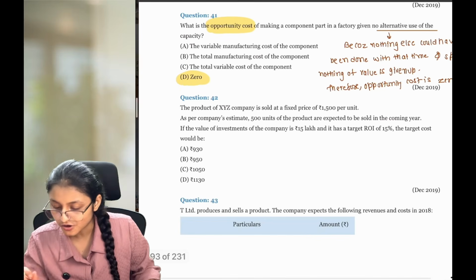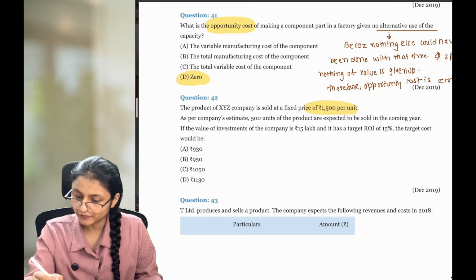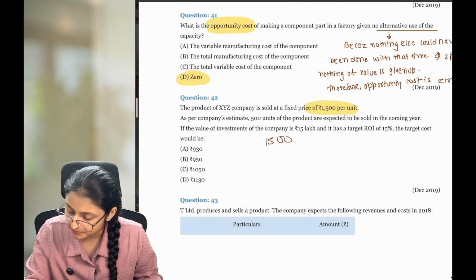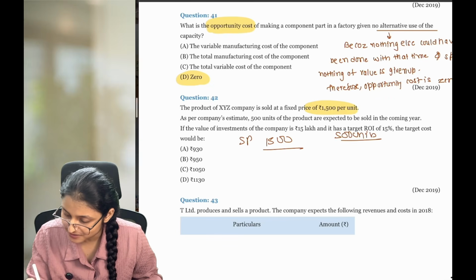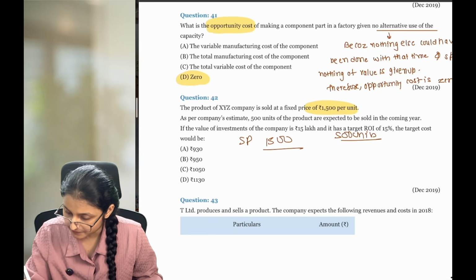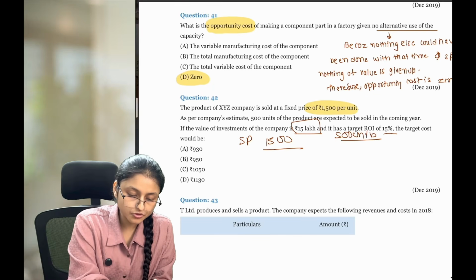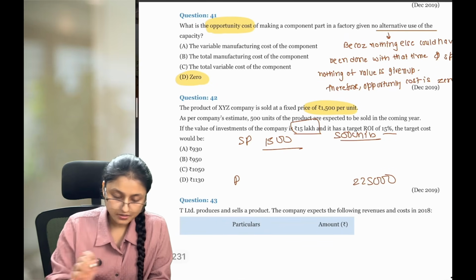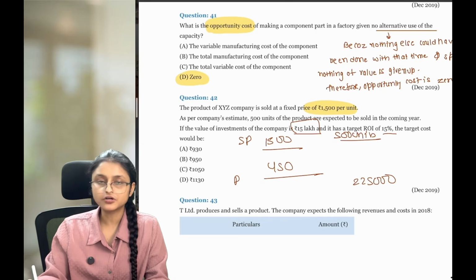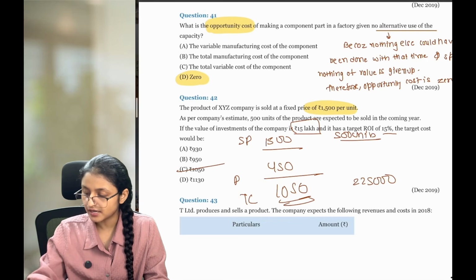The product of XYZ company is sold at a fixed price of 1,500. Now this question we have already seen above, but let's complete it as fast as possible. We have a selling price of 1,500 and the investment is 15 lakh rupees. Target ROI is 15%. So 15 lakh into 15% is 2,25,000. This is the profit which we are earning for 500 units. That means on every unit you are earning a profit of 450. So if I calculate the target cost, that is going to be 1050, and that is what the question was asking here.